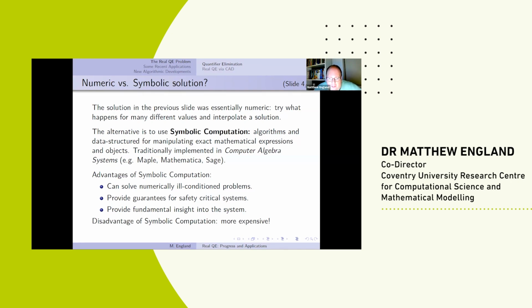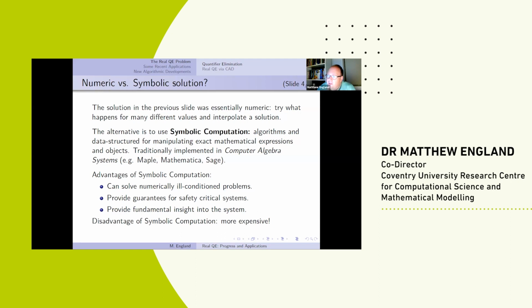So what are the advantages of a symbolic computation approach? Well, number one, they can be more reliable than numerical computation, especially in the case where the problem is what's called ill-conditioned, where it somehow is not well suited to the numerical algorithms. It can provide guarantees if you're in a safety critical context. If you really need that guarantee that the solution is 100% correct all the time. And the third one, which is I guess the most interesting for me, is that it can provide fundamental insight into the system.